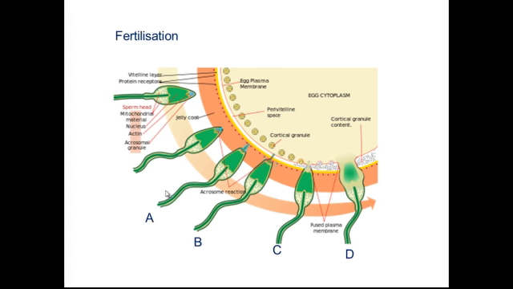A sperm cell reaches the egg. This triggers an acrosomal reaction. The head of the sperm then begins to push through the gap in the zona pellucida. The head of the sperm reaches the cytoplasm of the egg cell and meiosis is complete.